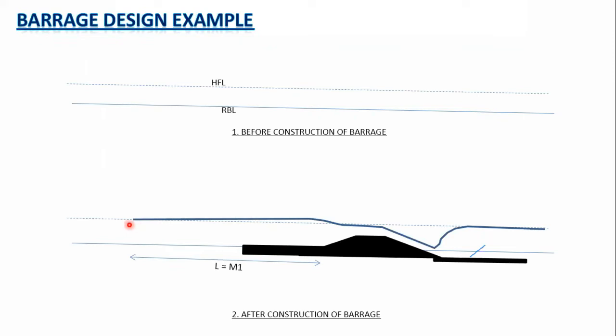upstream of the barrage. The length of this upstream backwater curve is the length of the M1 backwater curve, the M1 studied in hydraulic engineering. On the downstream side of the barrage, water will pass over the weir crest, or it may form a hydraulic jump and again come back to normal depth of flow. The same concept as we have studied in hydraulic engineering. Please, any questions from that?